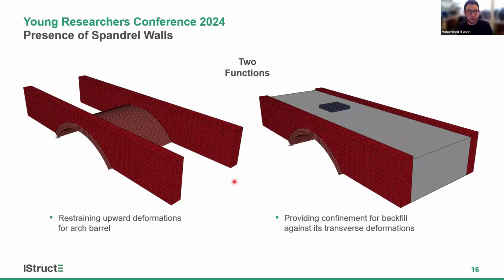The first feature that we investigated is the effect of the presence of the spandrel walls. Spandrel walls have mainly two functions in the behavior of these bridges. The first function is restraining upward deformations of the arch barrel, and this function is maintained as long as no detachment is happening between the arch barrel and the spandrel walls. The second function is providing confinement for the backfill against transverse deformations, and this is also maintained as long as no significant out-of-plane deformation is happening to these spandrel walls.